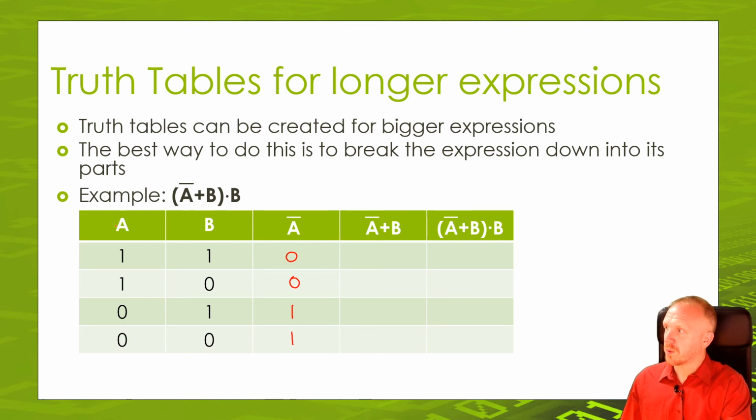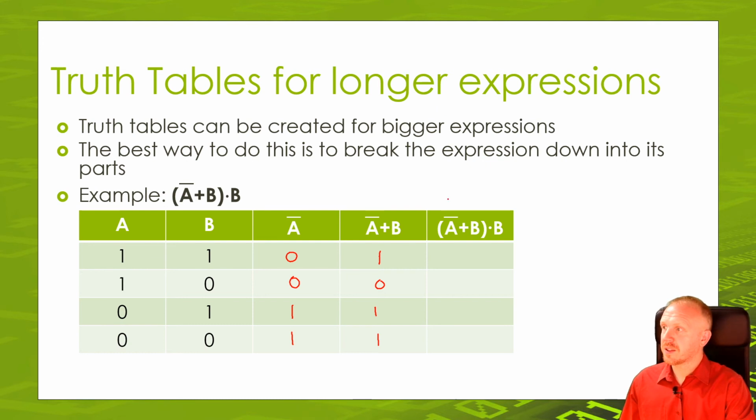The next part would work out, now we've got not A, is not A or B. So we're looking at the column for not A and the column for B, and we're looking for if there's any 1 in there, which there is here, then not A or B is a 1. Here they're both 0, so that's a 0. Here they're both 1, so it's a 1, and here that one's a 1, so it's a 1.